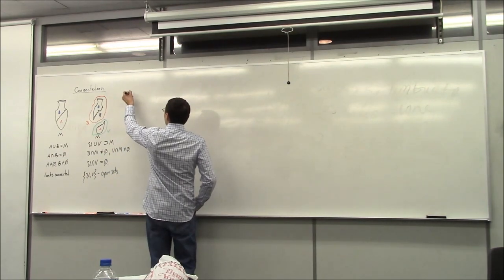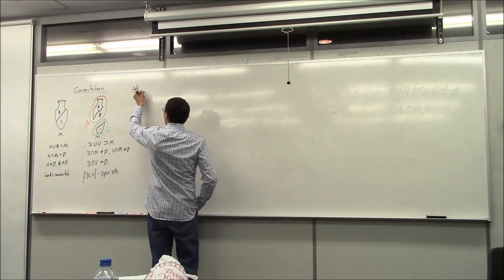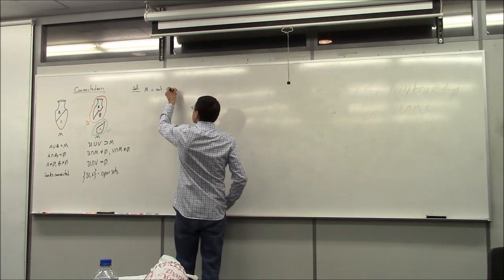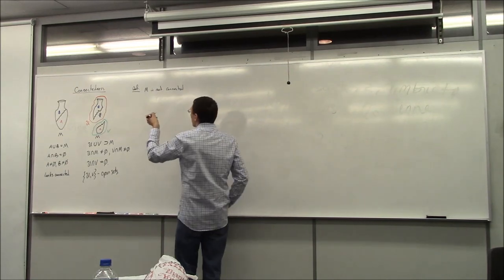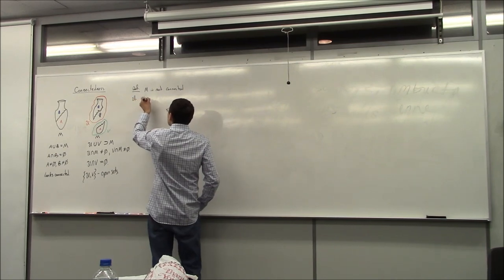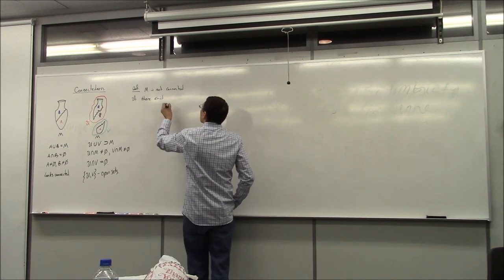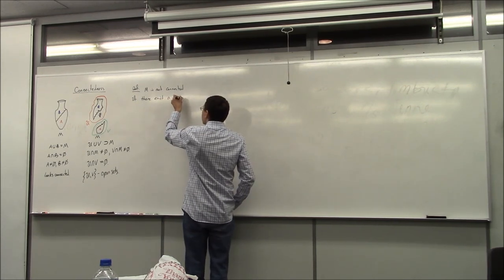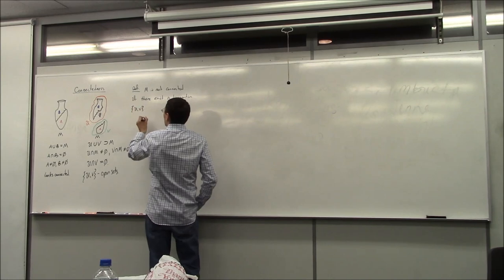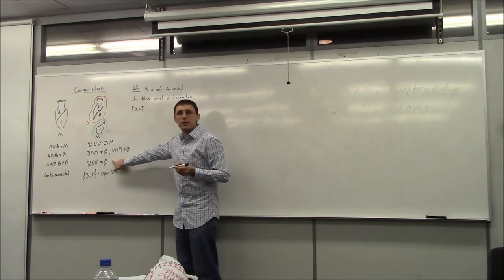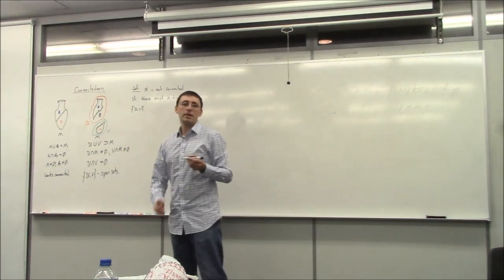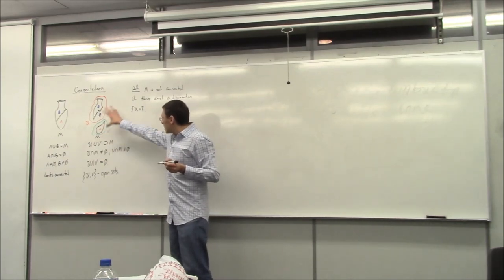So, definition: M is not connected. You can say disconnected, but let's say not connected if there exists a disconnection U, V. And I don't want to repeat the explanation. What is a disconnection? It's a pair of open disjoint sets. Each of them contains a piece of M, and they entirely cover M.